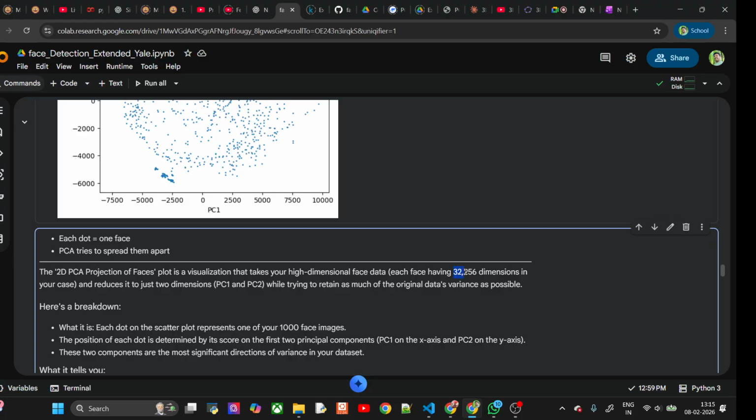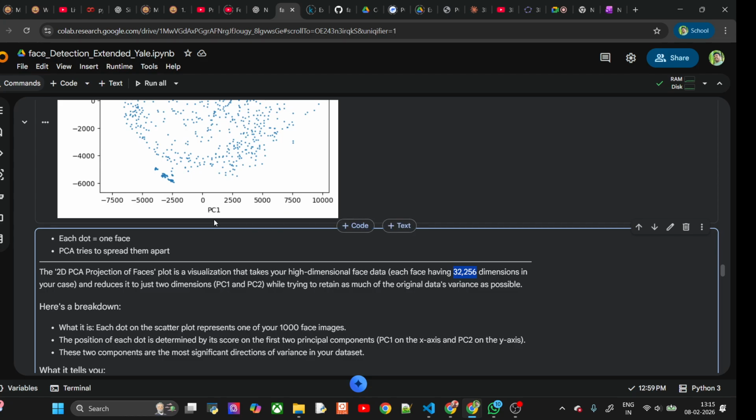like, you know, what is the dimension. This is 192 cross 168, which is 32,256. That much is the dimension of one image, one data point, and we reduce it to just two dimensions. For projecting on PC1 and PC2, we just projected the data, trying to project that big dimension onto only PC1 and PC2.